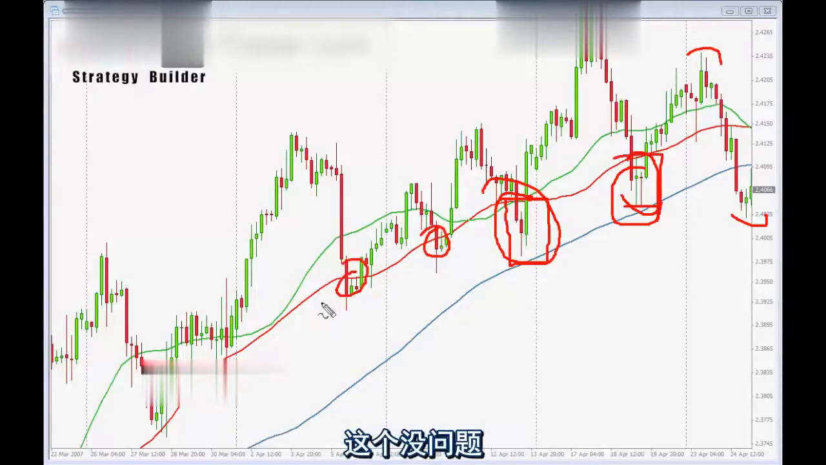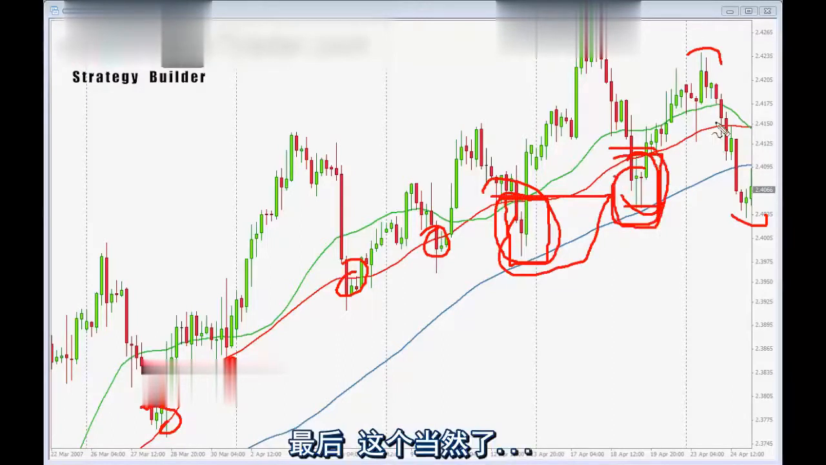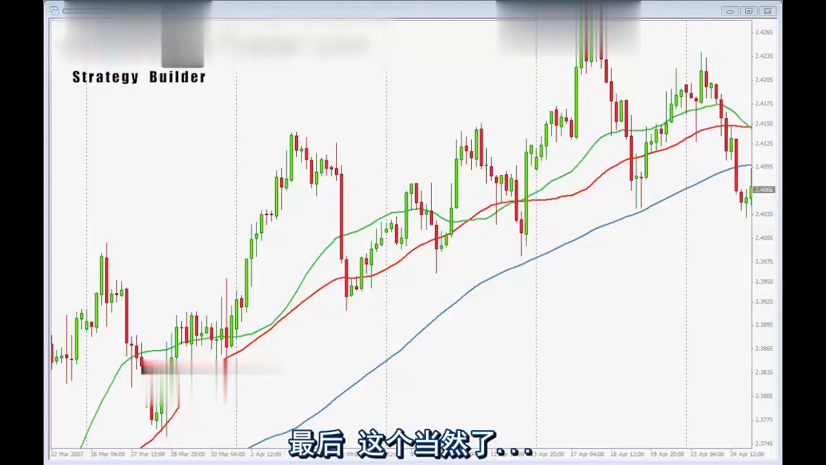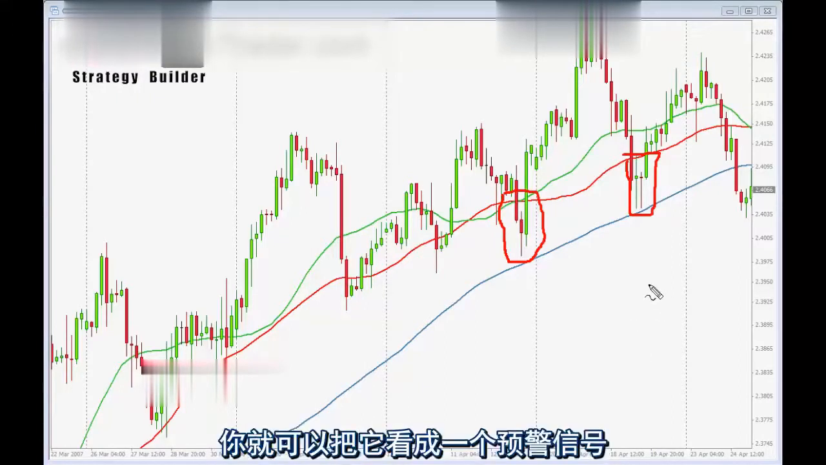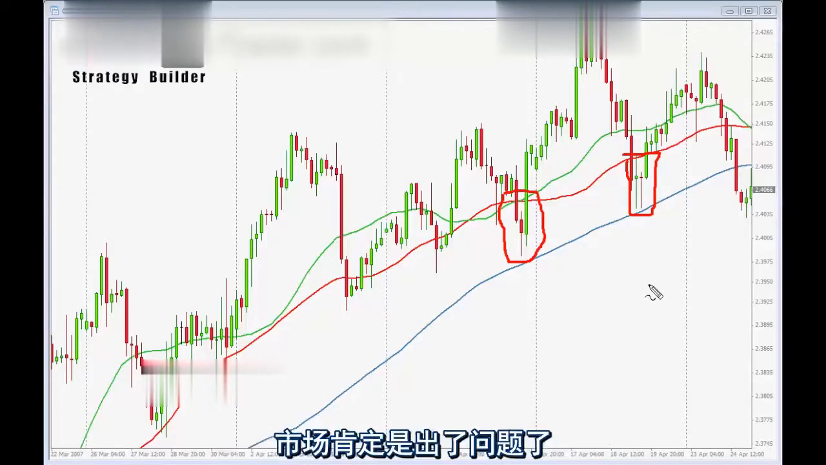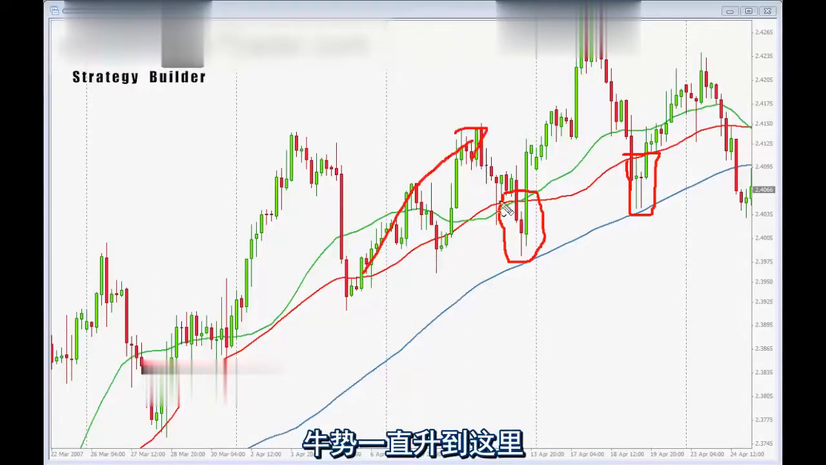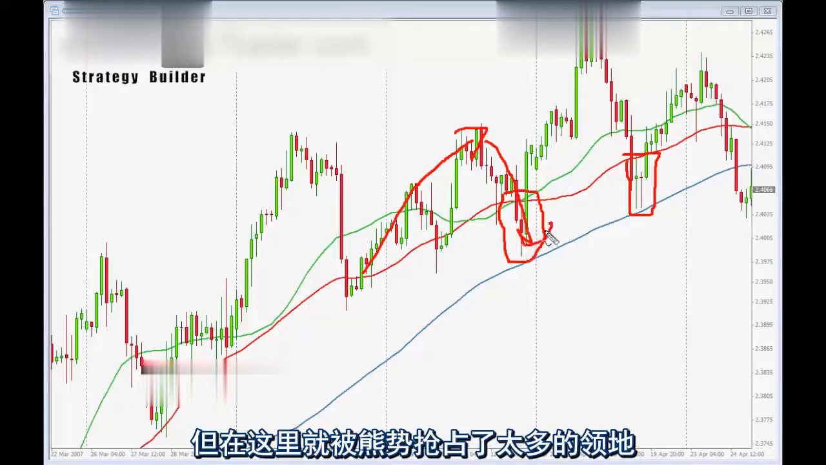This is alright, this is certainly alright, but like I say, this is not alright. As soon as you see that the swings begin to dip their toes too deep into the 50 simple moving average, let the early signals of warning, like the alarm bells, warn you in advance that something is just not quite right. Okay, the bulls that push price all the way up here gave up too much territory back to the bears.